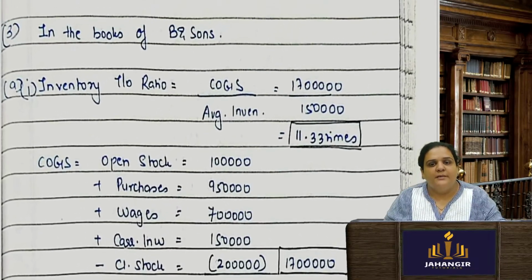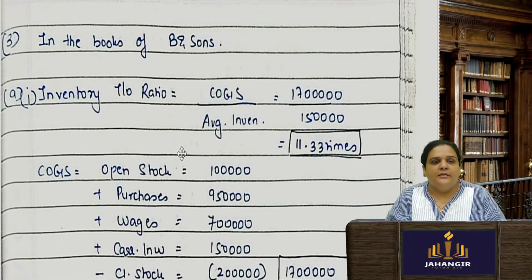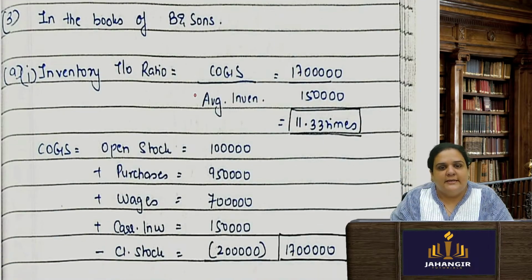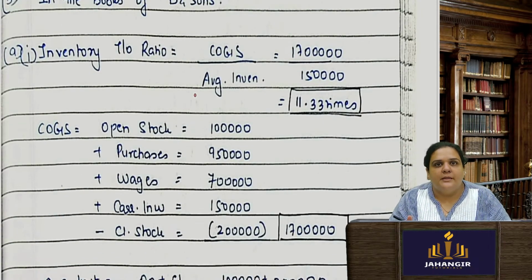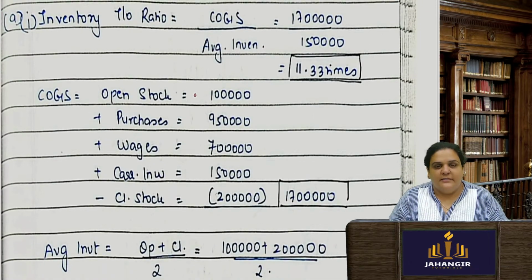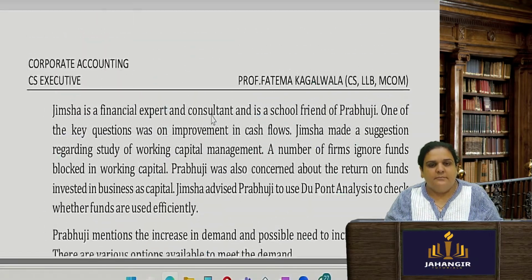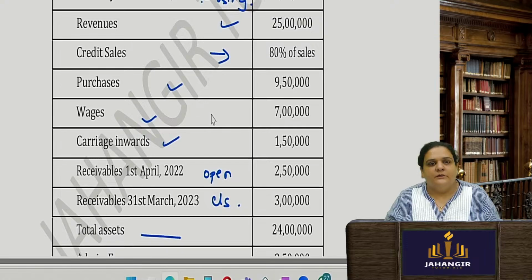In the books of B and Sons, first thing they want is the inventory turnover ratio. Alright, inventory turnover ratio is COGS upon average inventory. COGS I can easily find. Average inventory is opening plus closing divided by 2. So first let us find COGS. COGS is opening stock. I'll keep this table here.